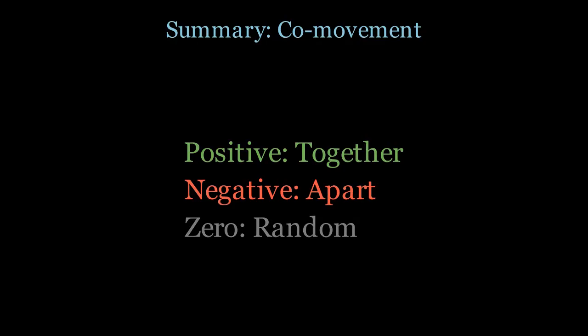To wrap up, remember that covariance is all about the co-movement. Positive means they move together, negative means they move apart, and zero means they don't care about each other. While it's sensitive to scale, it remains the fundamental building block for almost all modern data science and financial modeling.